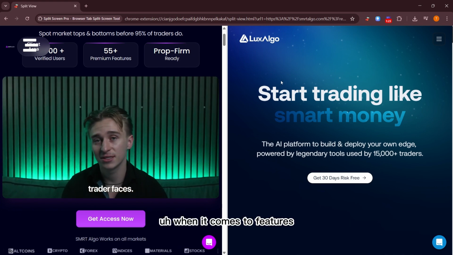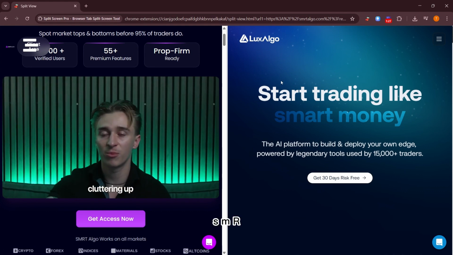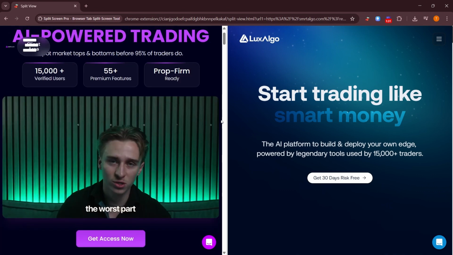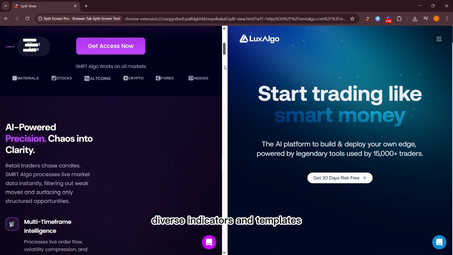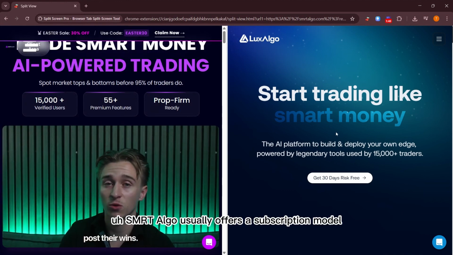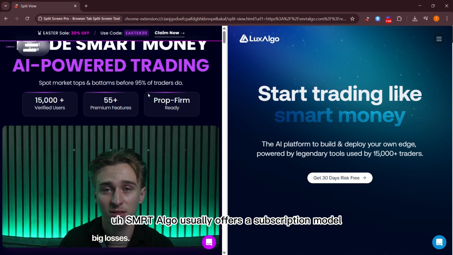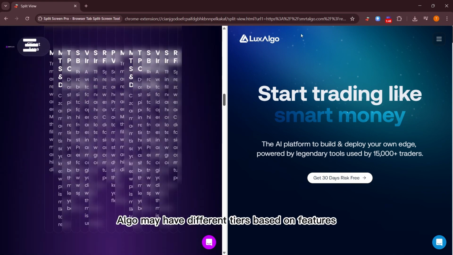When it comes to features, both tools have unique strengths. SMRT Algo provides automated alerts and backtesting options. Luxalgo shines with its diverse indicators and templates. Pricing is another factor to consider. SMRT Algo usually offers a subscription model, while Luxalgo may have different tiers based on features.